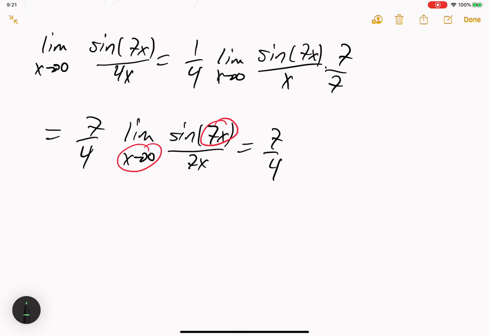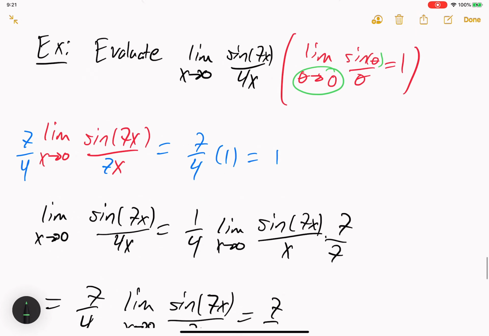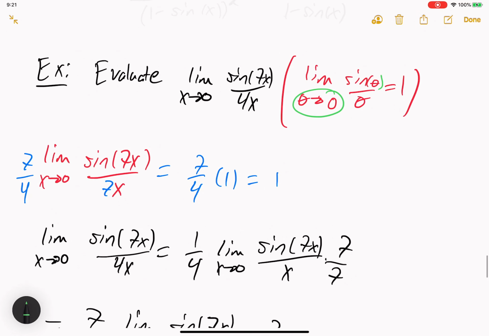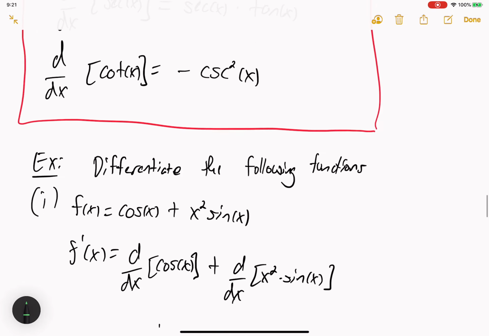And that's pretty much it for this example. The key thing, especially with these problems, is you want to write them in a way that allows you to use the things that you already know. But that's it for this section. There's nothing too difficult about this.